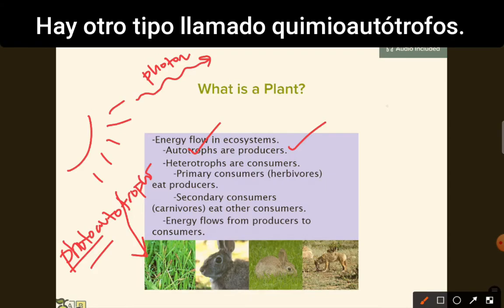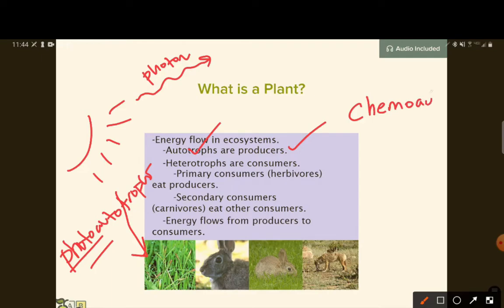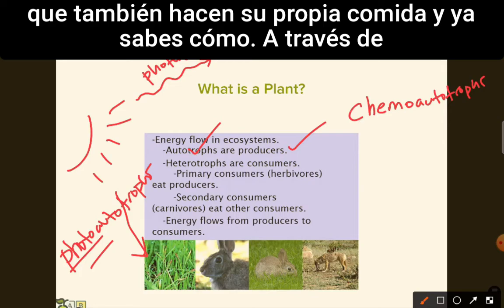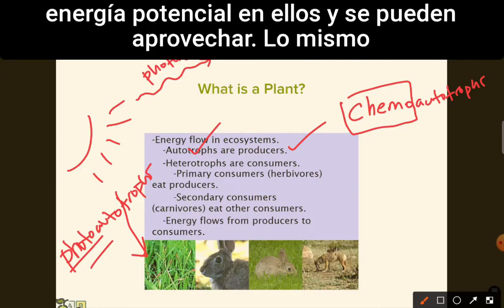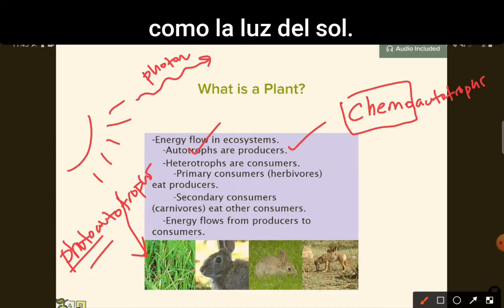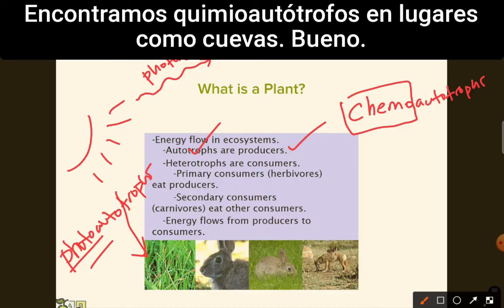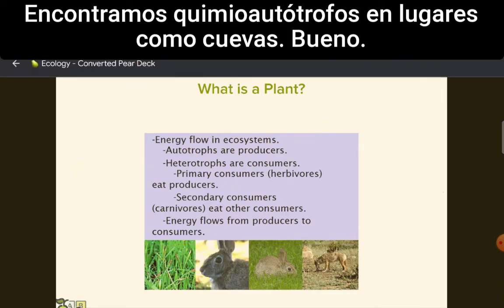There is another type called chemoautotrophs, which also make their own food, and you can guess how? Through chemicals. Chemicals like acids or bases. Acids and bases have potential energy in them, and they can be harnessed the same as sunlight. We find chemoautotrophs in places like caves. Okay.